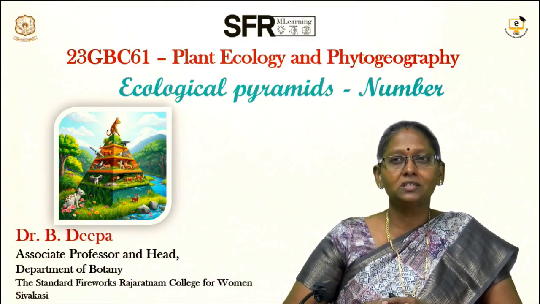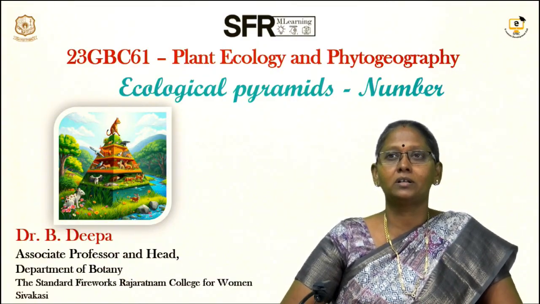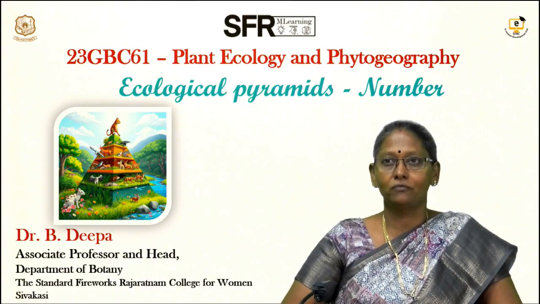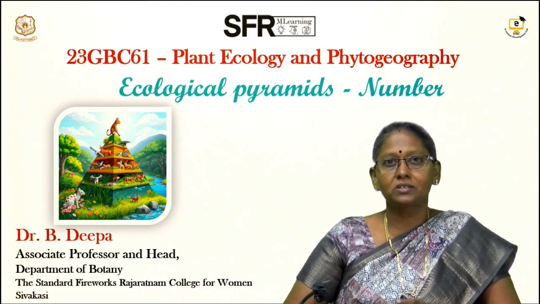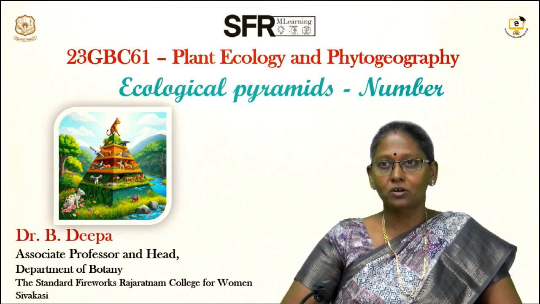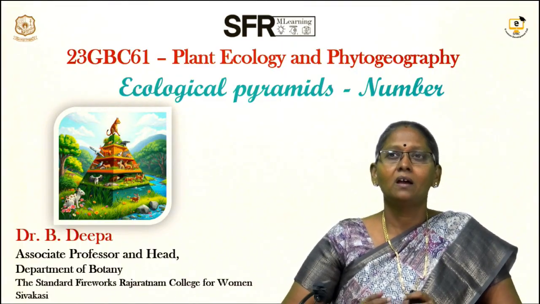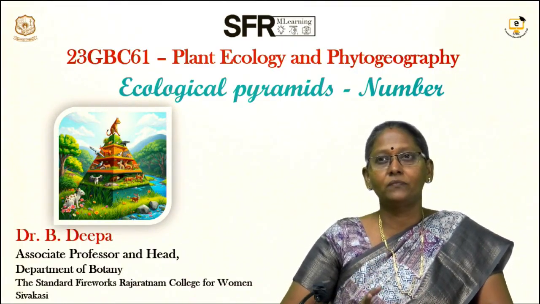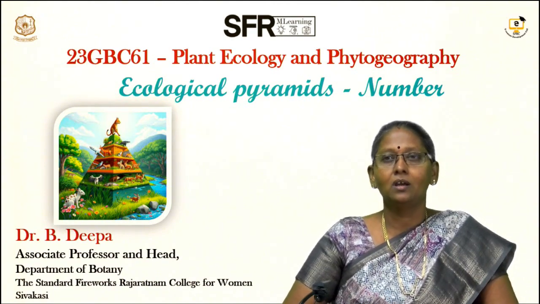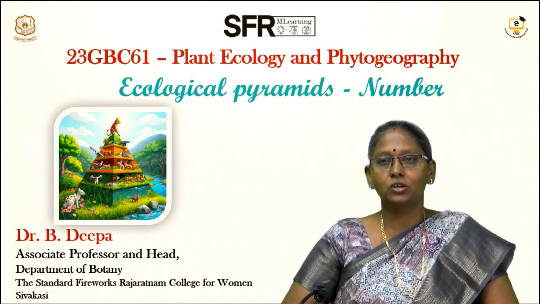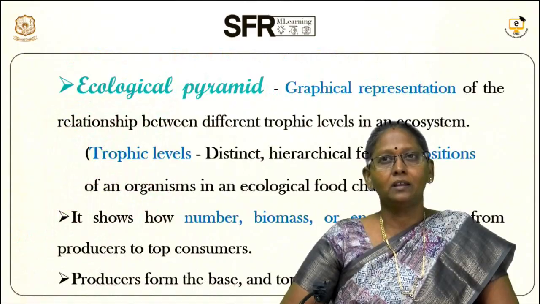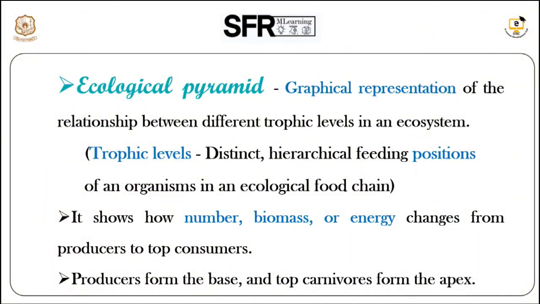Okay? So all these living organisms are connected through food alone. So each stage we call a trophic level. Okay? And we can represent these trophic levels in various ways. One among them is the ecological pyramid. And ecological pyramids are the graphic representation of the relationship between different trophic levels in an ecosystem.